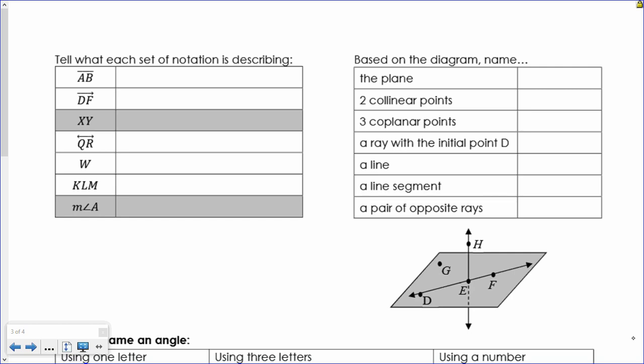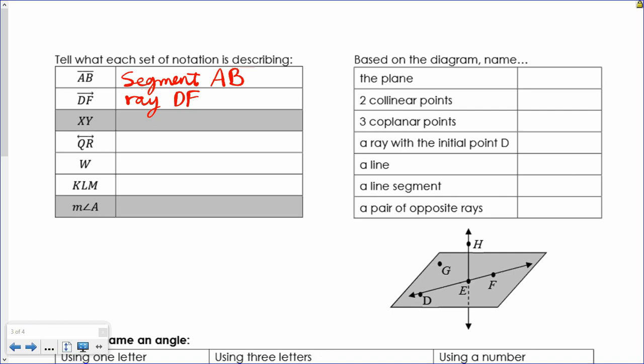A line segment, or I'm just going to use the word segment. You don't have to say line every time. Segment AB, or line segment AB if you want to write the whole thing. So segment AB. What about this next one? That's a ray. Ray DF.